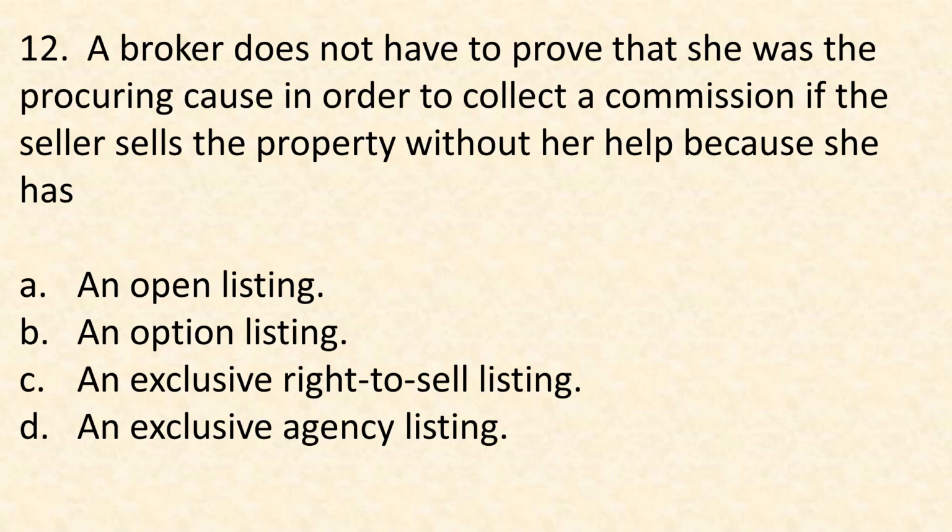The answer is C, an exclusive right to sell listing. In an exclusive right to sell listing, the listing broker receives the commission no matter who sells the listed property during the term of the listing. Brokers may have to prove that they were the procuring cause in some open listing and exclusive agency listing situations, but procuring cause is of no significance in an exclusive right to sell listing.